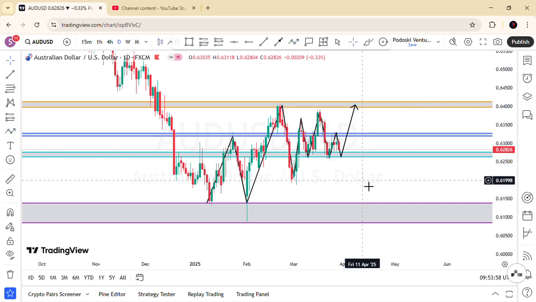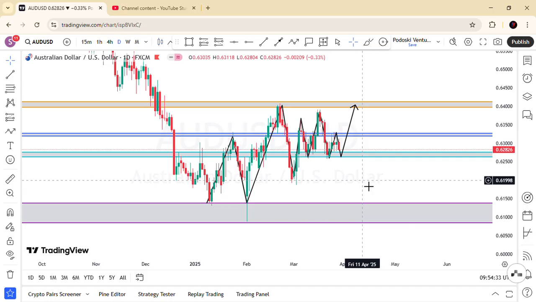On AUDUSD, on the monthly time frame, price just tapped the demand zone and started going up, but it's not really showing any strong bullish movement. On the weekly time frame, price is kind of bearish, and on the daily time frame, price is bullish. So right now we don't know what AUDUSD is doing. We don't really know the rightful direction.